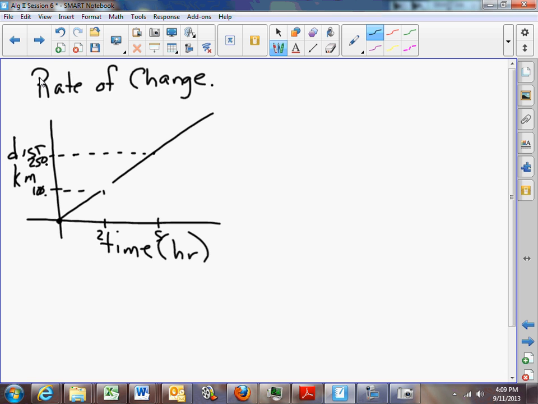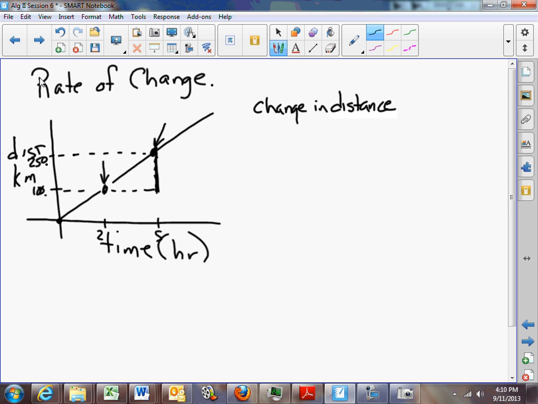Now, if we want to talk about rate of change, what we really want to know is how much has the distance changed, maybe from the 2-hour to the 5-hour mark, and how much has the time changed? Well, notice the change in distance is the value of the distance at this point minus the value of the distance at this point. And that actually is this vertical line length right there.